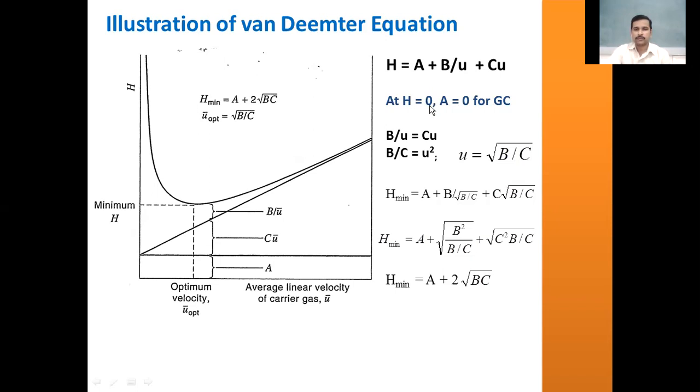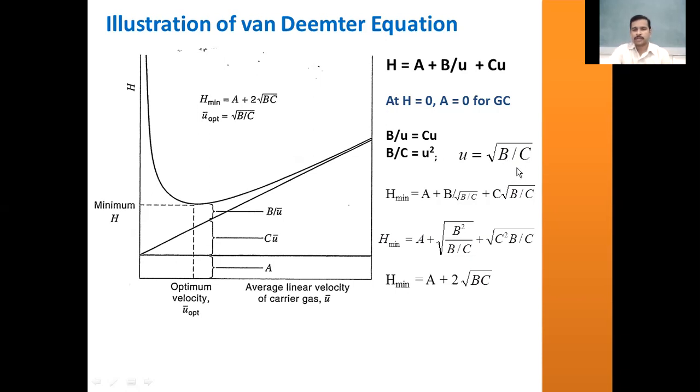So if you assume H is equal to 0 and A is equal to 0, and if you substitute these into this equation, you will end up with B by U is equal to minus Cu. I will omit the minus sign here for clarity. So B by U is equal to Cu, or B by C is equal to U square. So U is equal to square root of B by C.